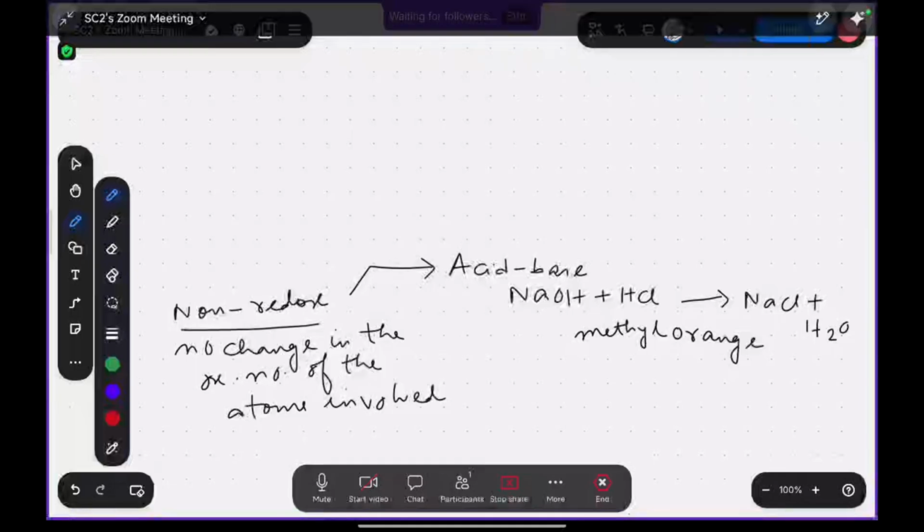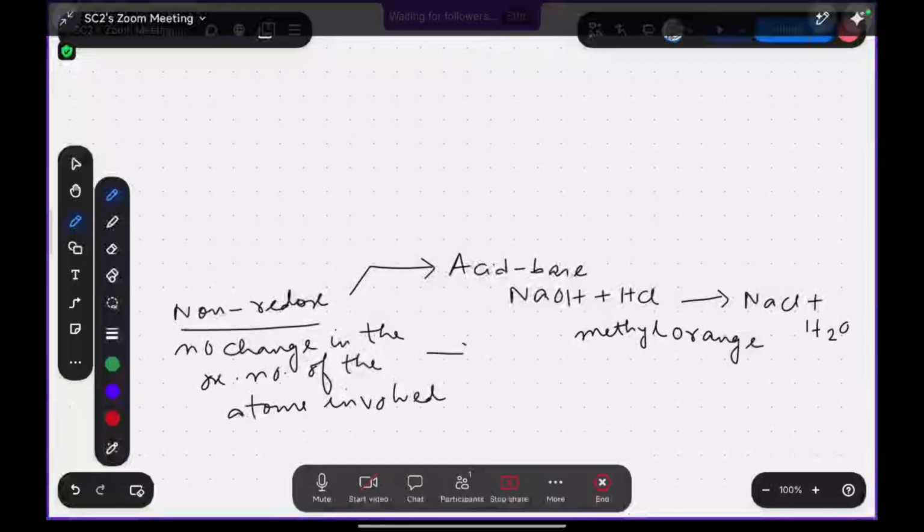So acid-base titration is a kind of non-redox titration. If you find out, you will see that none of the atoms are changing their oxidation state. All the atoms have the same oxidation state before the reaction and after the reaction. There is no change in the oxidation state.